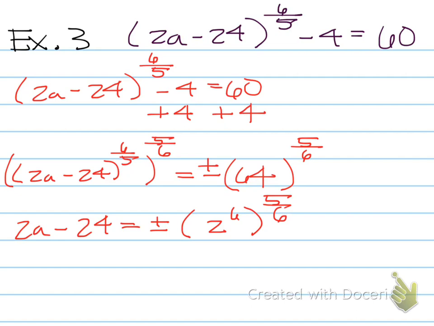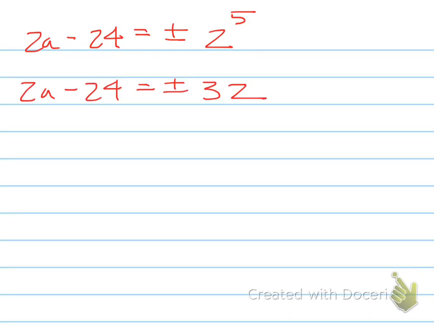And so when we raise the left side to the 5/6 power, it's going to cancel with that 6/5 power, leaving us with just 2a minus 24. And again, because the denominator of what we were raising both sides to was even, you needed to add that plus and minus. So we should have plus and minus 2 to the 6th raised to the 5/6 power. 6 times 5/6 is just 5. And then now we need to add 24 to both sides to solve for a.